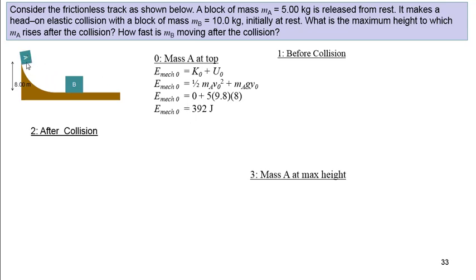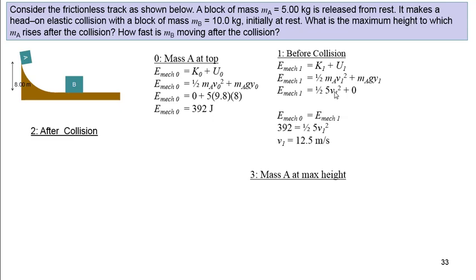Now I'm going to figure out how fast object A is going right before it hits object B using conservation of energy. So my total mechanical energy right at the bottom, right before they make contact, I'll call that K1 plus U1. There's the kinetic energy right before they make contact. Here's the potential energy. And the y position at this event is 0, so the potential energy there is 0. And now I can equate this mechanical energy with this mechanical energy to figure out the speed of block A right before the collision. And I find that it's going 12.5 meters per second. That's right before the collision.